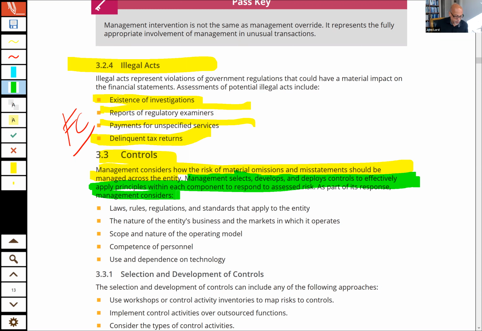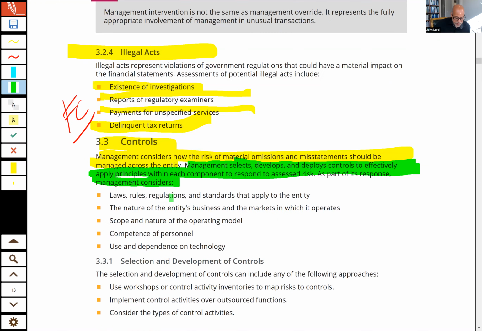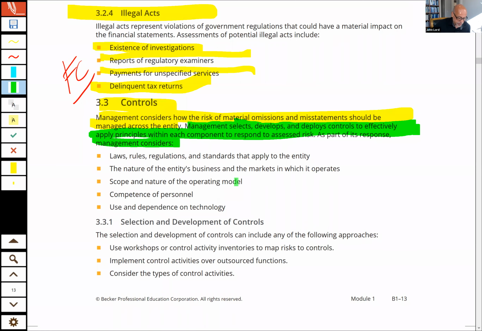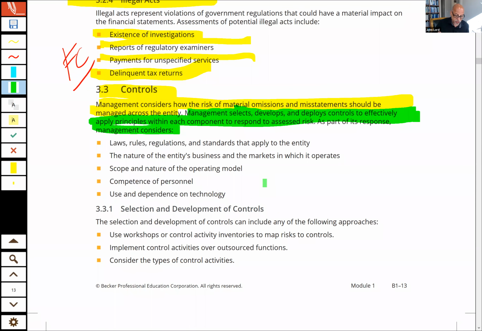Management considers various factors here. And I'm not gonna go through all these because it's pretty obvious. Some of these are the laws, rules, regulations, whatever it is that applies to the achievement of the objective. Okay, now let's take a look at the selection and deployment of controls. And let's take a look at how we will respond to these concerns that we've been looking at in the last couple sections here.